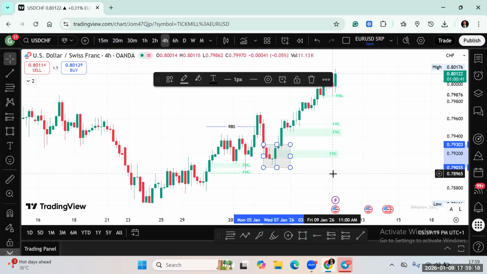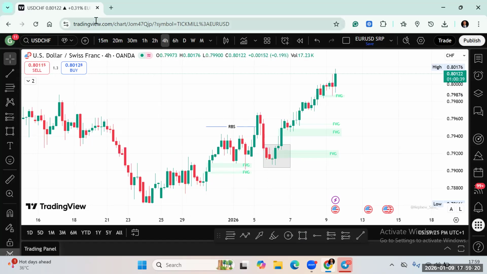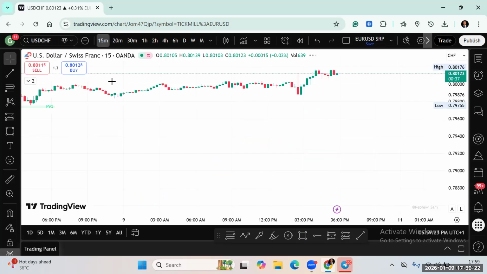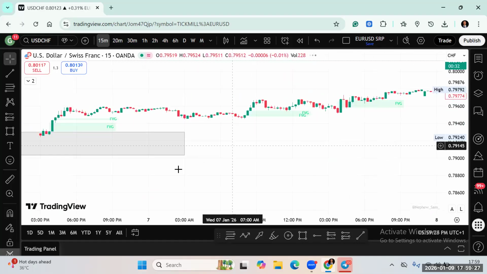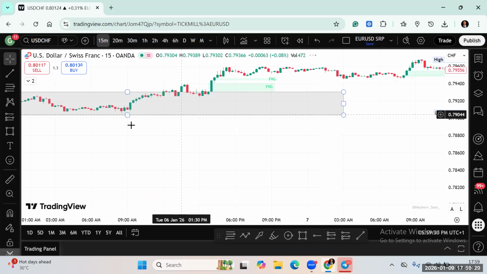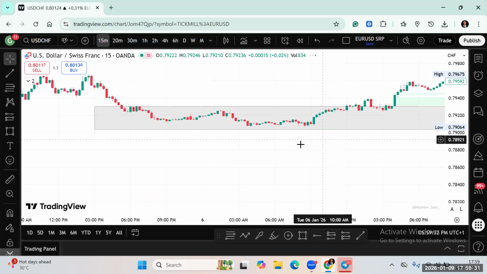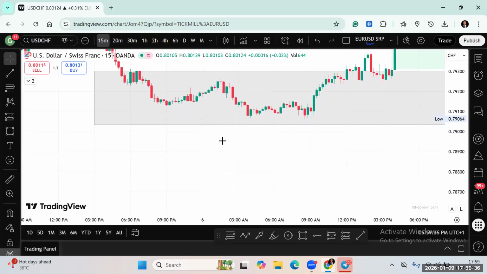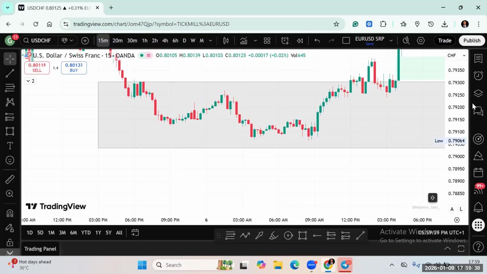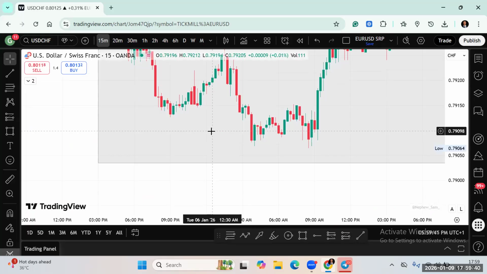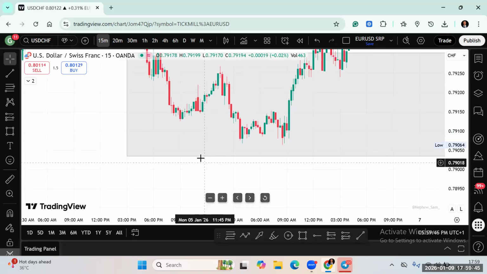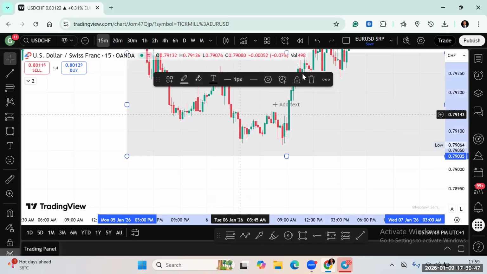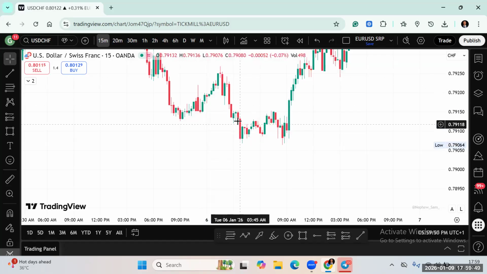Want to know what price we do here on 15 minutes. This was on 5th January. All right, so this was when price came there. So you could already see what price did. So when price came to that low, it closed above.